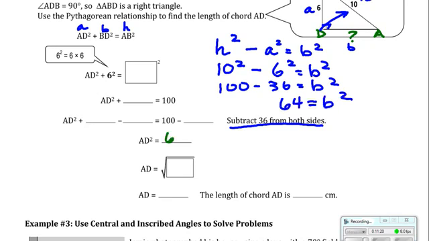It's kind of like here, if you want to follow those in. And we don't want to know the area, we want to know the side length, so we need to take the square root. The square root of 64 is a perfect square, which is 8. So the square root of 64 gives us 8. And so the length of chord AD is 8 centimeters.